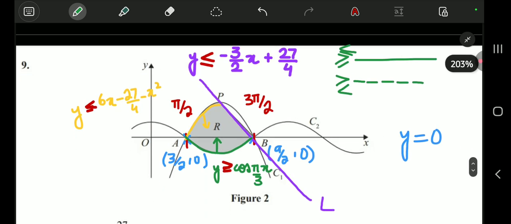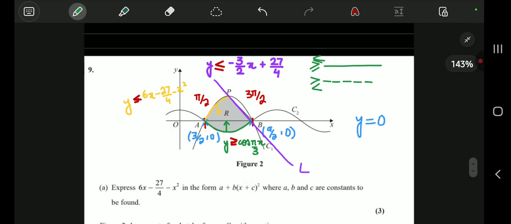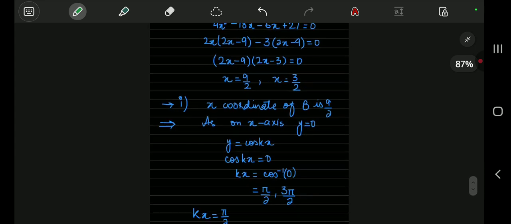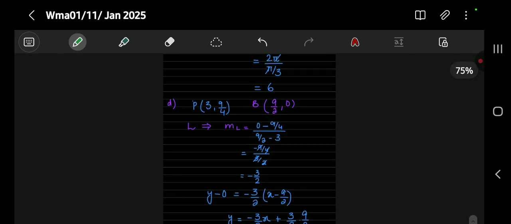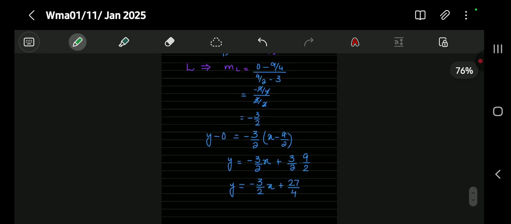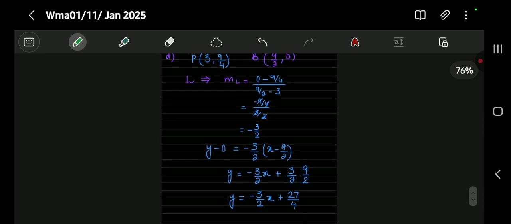So this is all about your region R and all about your paper P1, paper 11 for pure maths, January 2025, WMA01 paper code. That's all.